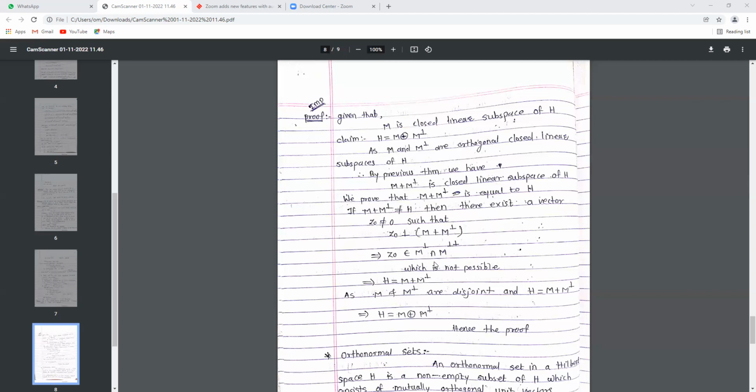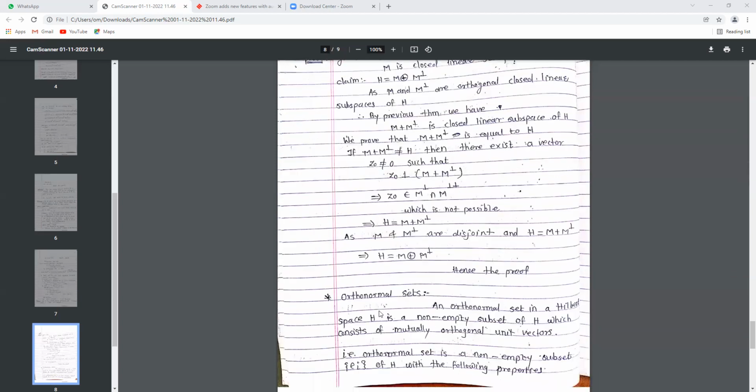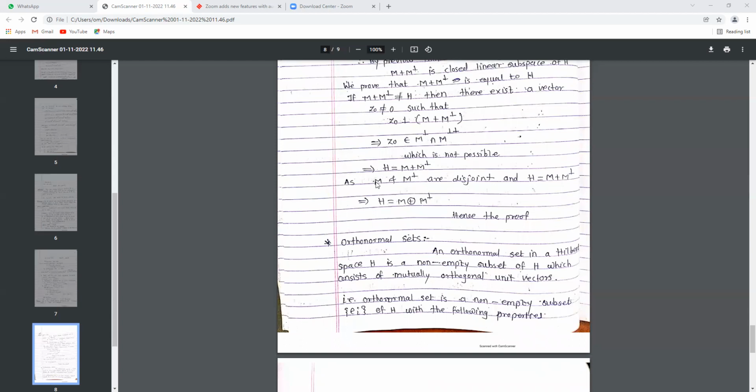So this is not possible, and therefore our assumption that M plus M perpendicular is not equal to H is wrong, and this implies H is equal to M plus M perpendicular. This implies H is equal to the direct sum of M with M perpendicular, and this is your proof.